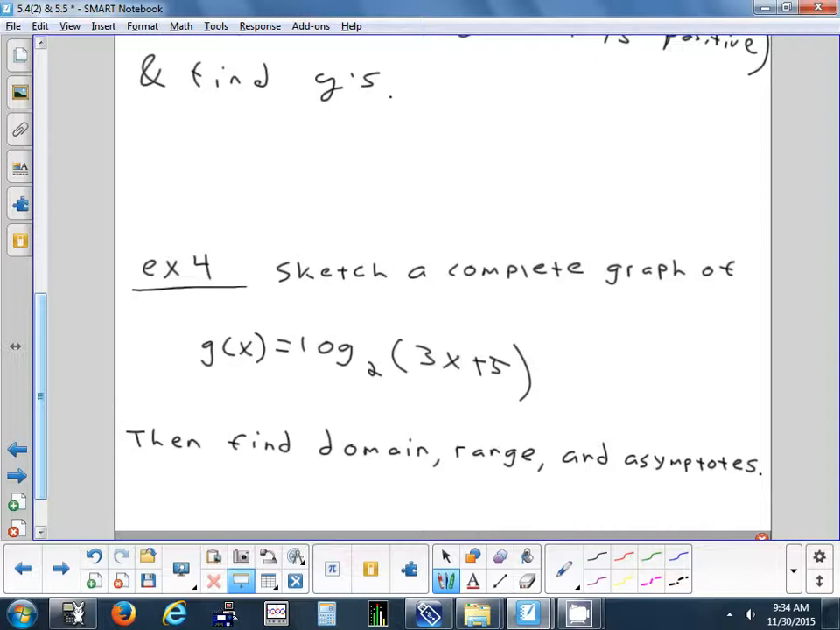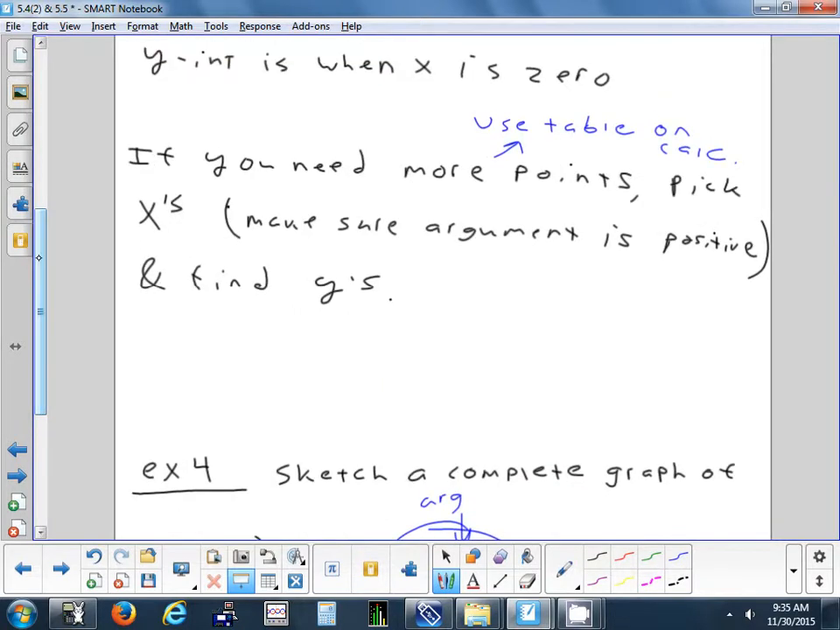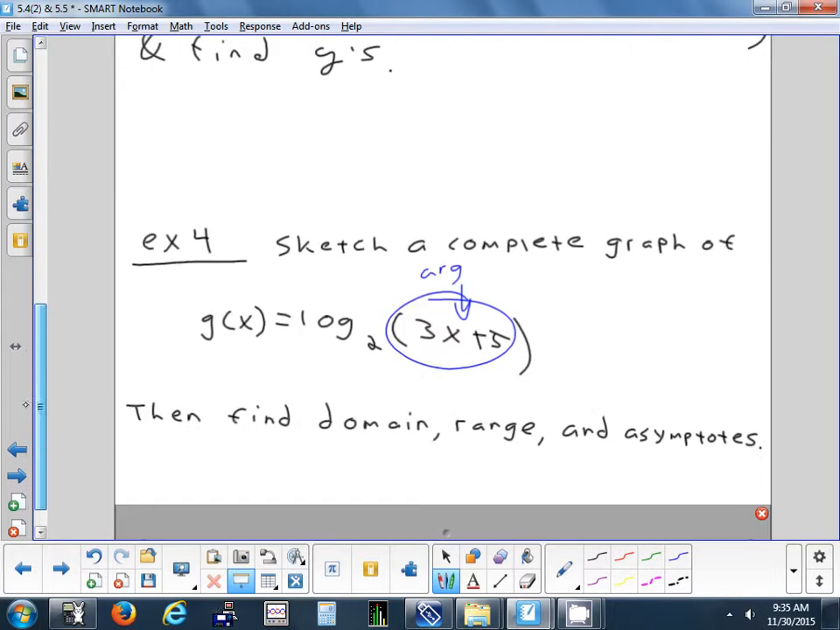So in this problem, the argument is the thing that's plugged into the log function. If I was going to type this in on a calculator, what am I taking the log of? I know the base is 2, but it's log base 2 of 3x plus 5. This is my argument. The argument is the thing you're taking the log of, or the thing you're taking the square root of, whatever the function is. So we take that argument and set it equal to 0.